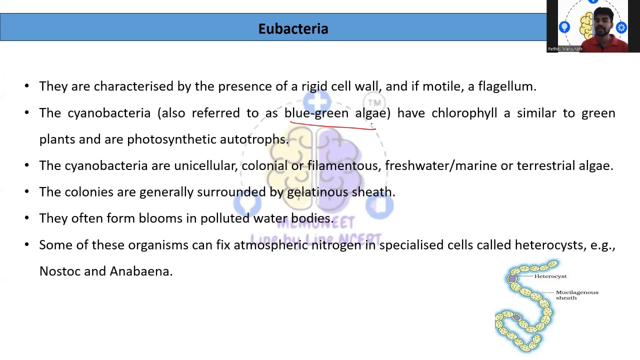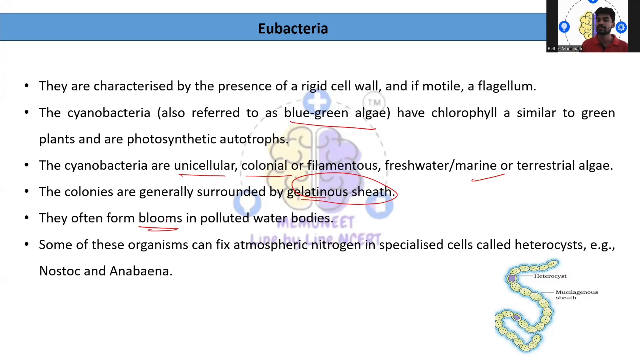These cyanobacteria are unicellular, and they can be found as colonial or filamentous forms or individually. They are either in freshwater or marine water, or they are also terrestrial algae. In a colonial form, they are generally surrounded by a gelatinous sheath. They often form blooms in polluted water bodies, and blooms show some coloration in the polluted water.